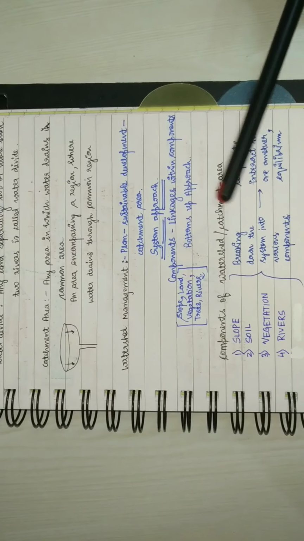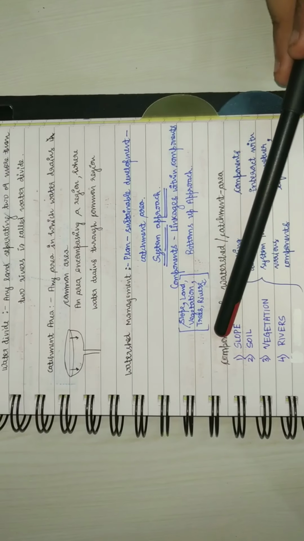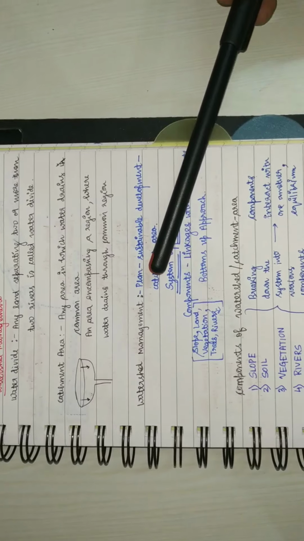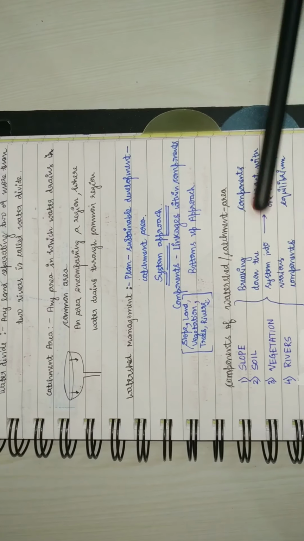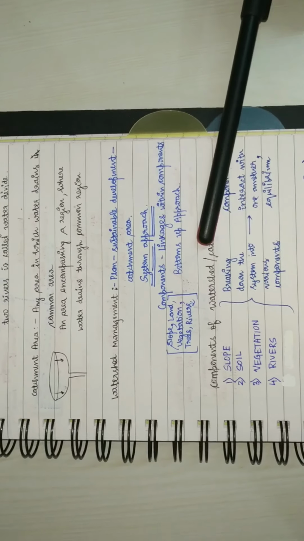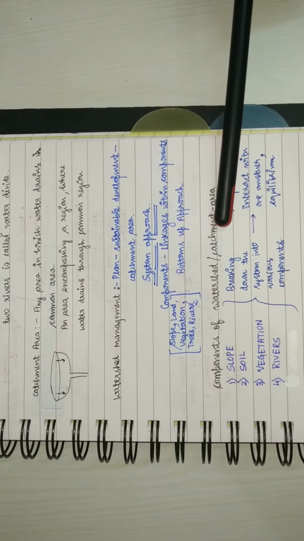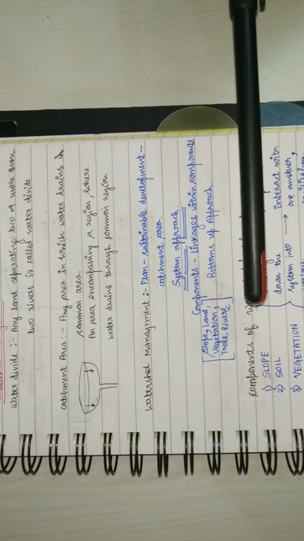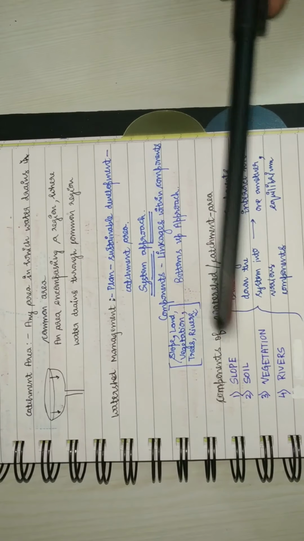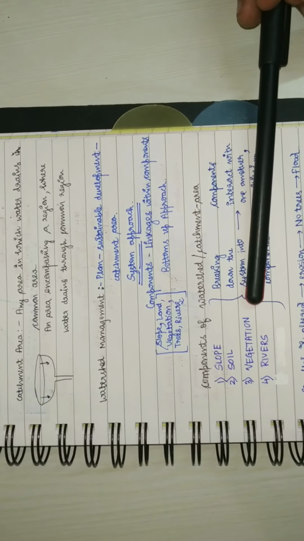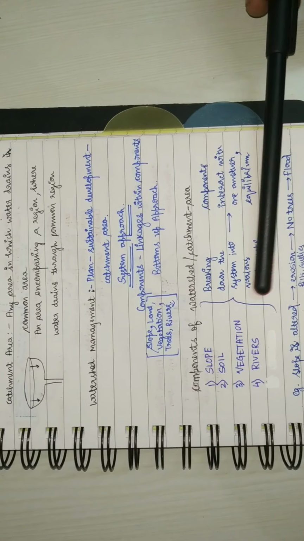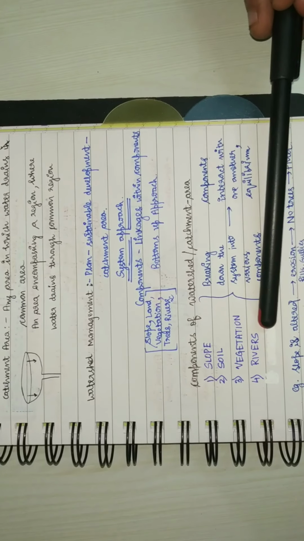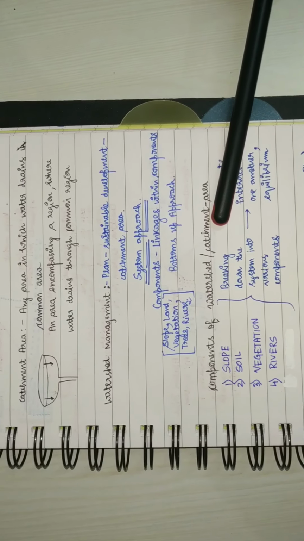In this video we'll be learning about the components of watershed management, or the components of a catchment area. And some of the components which help in watershed management. We'll learn what watershed management is. Okay, let's start. Now there are roughly 4 components of a catchment area, right?